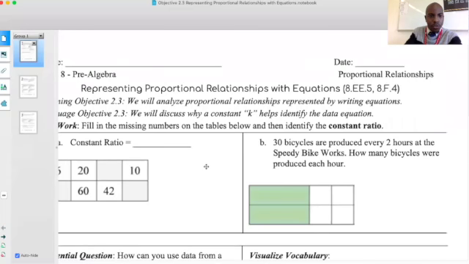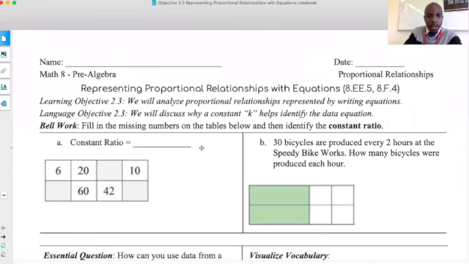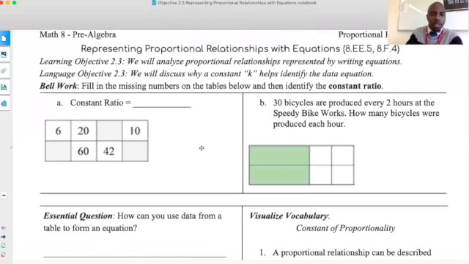As usual, I'm going to give you a few minutes to look at the bell work. As you see, it says here, fill in the missing numbers on the tables below, and then identify the constant ratio. Remember, we talked about constant ratio, also known as our unit rate. Identify the constant ratio, and then begin to fill in these missing numbers on the tables provided for you. Take this time, pause the video if you need to.